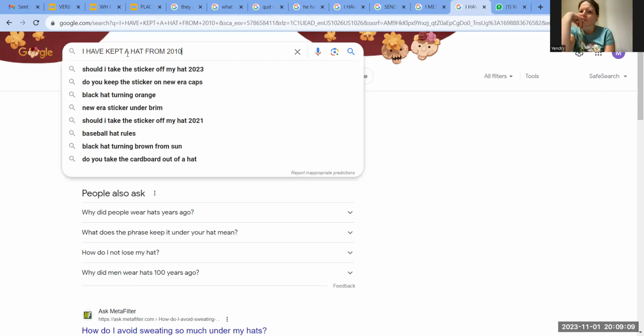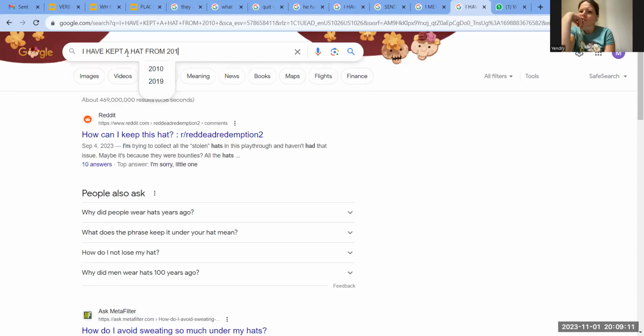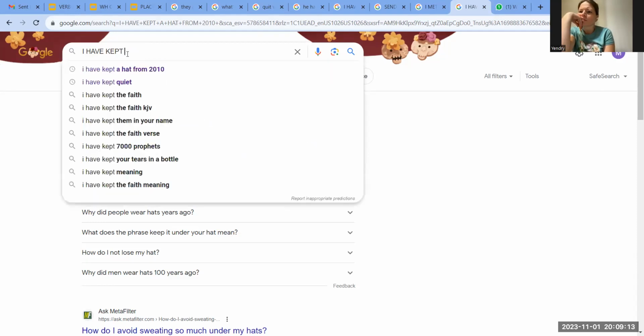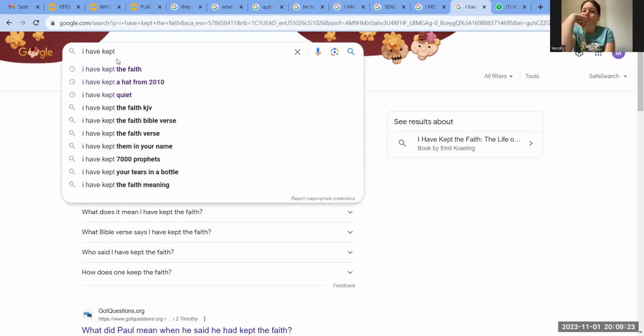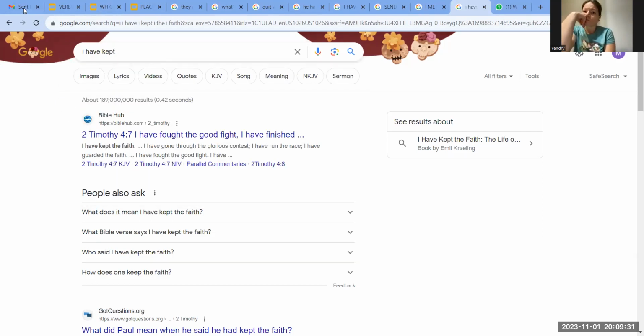Entonces, I have kept quiet, but now I have to speak. Me he mantenido callado, pero ya quiero hablar. I have kept quiet, but I want to speak. I have kept the faith. Yo he mantenido la fe, right? So that's a word that you're gonna use a lot in past and in participle. Kept, kept.